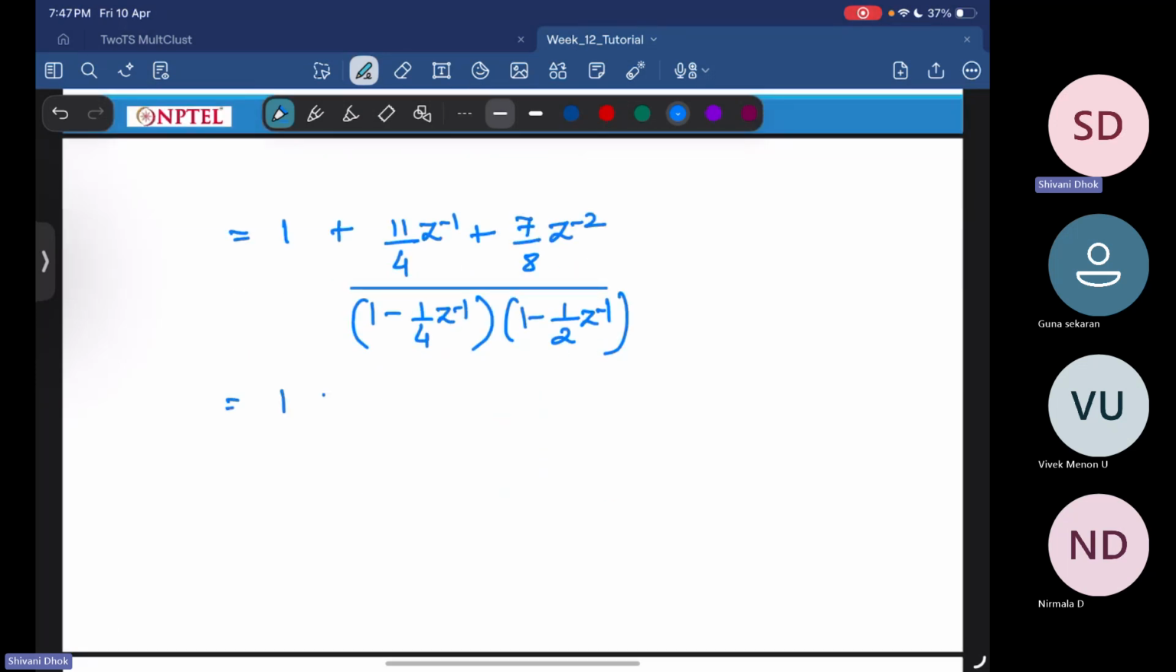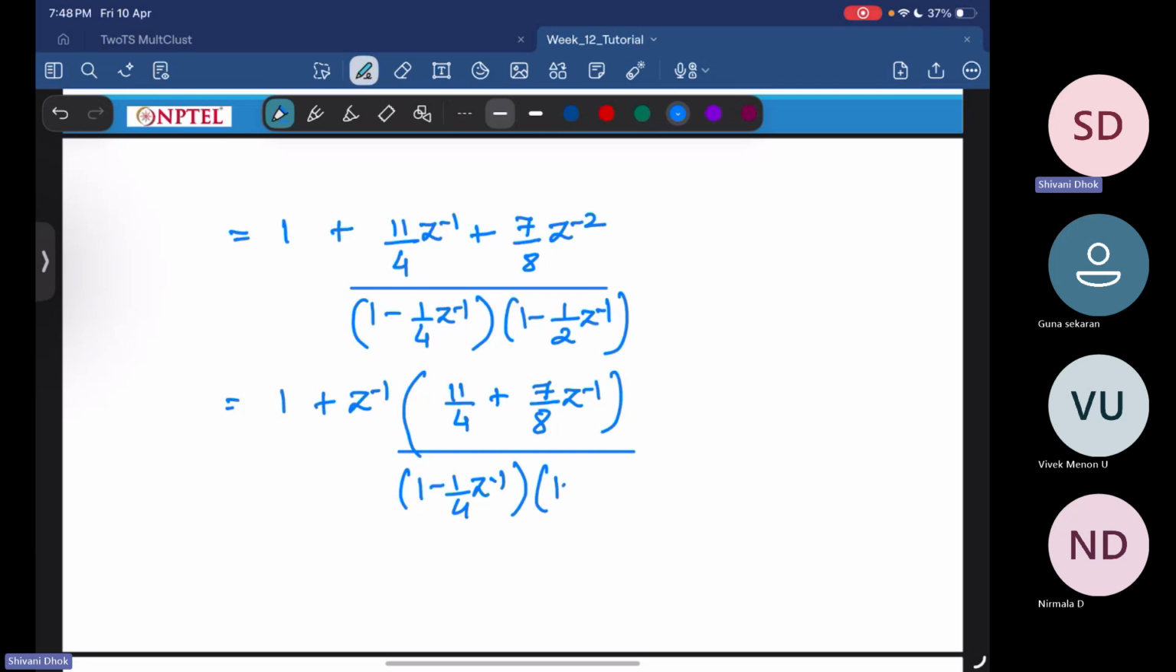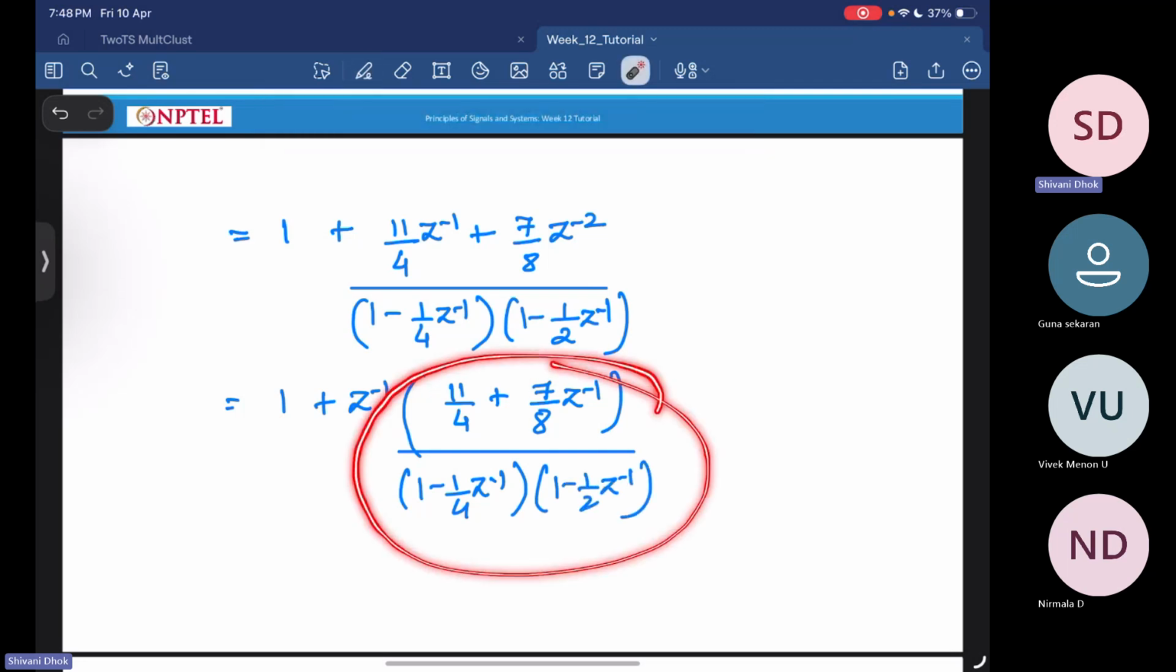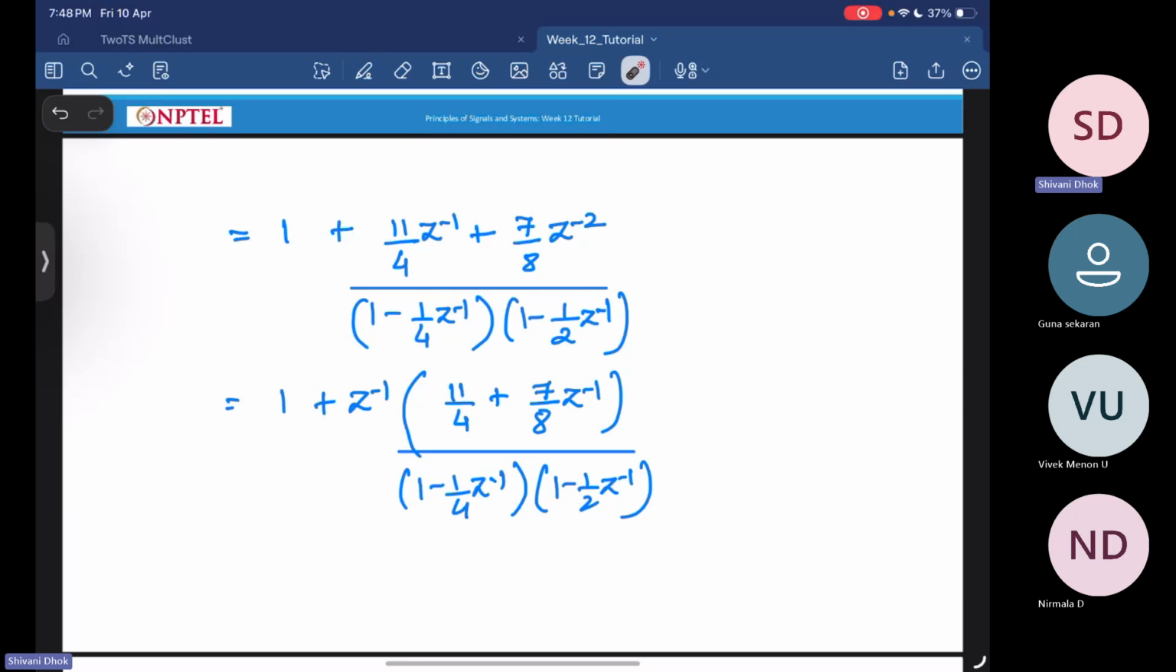So that I can write it as 1 plus z inverse into 11 by 4 plus 7 by 8 z inverse, whole divided by 1 minus 1 by 4 z inverse, 1 minus 1 by 2 z inverse. Now what I'll do is I'll just take up this particular part and use partial fraction representation.